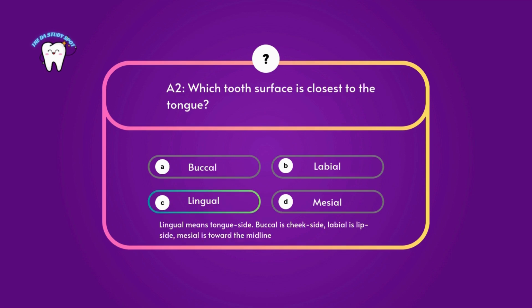The answer is C. Lingual. Lingual means tongue side, buccal is cheek side, labial is lip side, mesial is toward the midline.